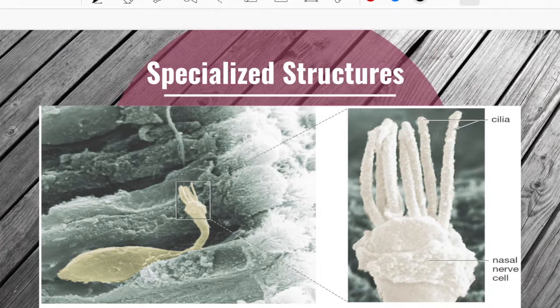So what you see here is a nerve cell in the nasal area, and on this nerve cell you have cilia. And the cilia is an example of a specialized structure. They can be found on the surface of some cells, not all cells, some cells, such as the cells in your respiratory system, and they will move materials over those cells. So, for instance, they might be moving mucus up out of your bronchioles so that you can cough it out when you feel sick. So that's just an example of a specialized cell structure. And we'll talk a little bit more about cilia later.